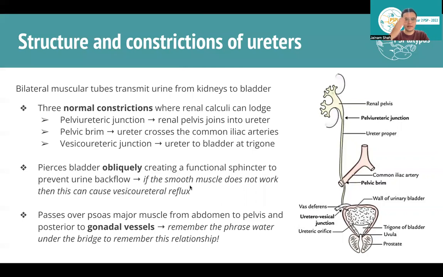And then finally, in terms of other anatomical relationships, the ureter tends to travel over the psoas major muscle. You will see that on specimens. You've got that really thick, big psoas major. You've got the ureter traveling over it. The major thing to understand here is that the ureters are always going to be posterior to the gonadal vessels.